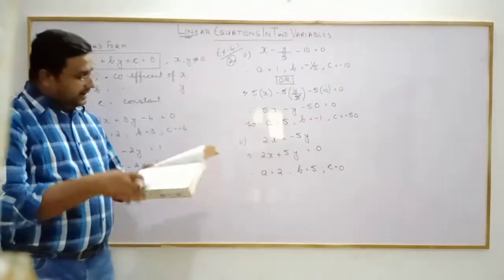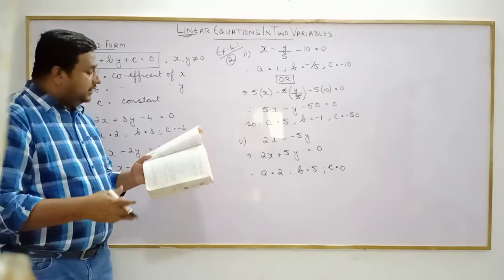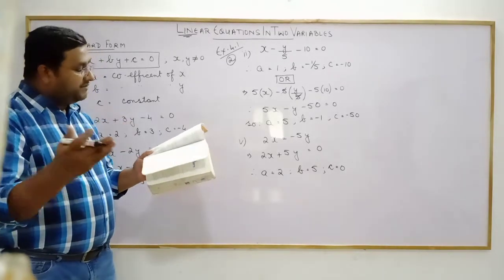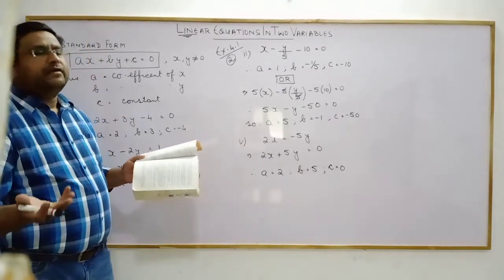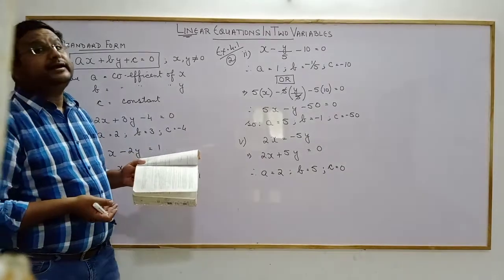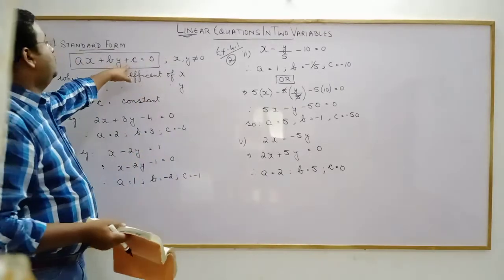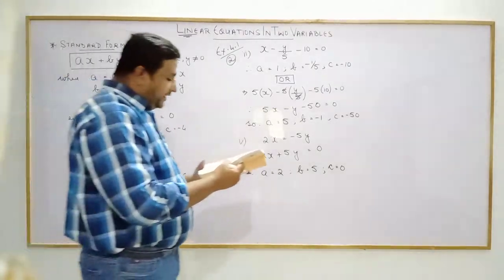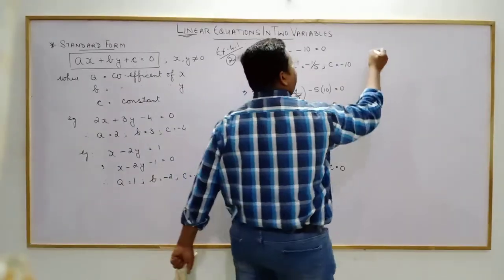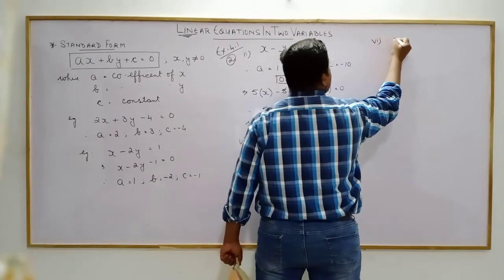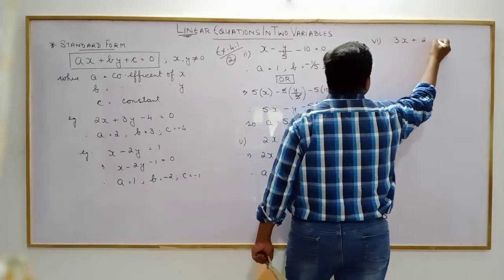Clear? Correct? I hope you can do the fourth part. Then sixth, 7th, 8th, all are the same. One of the variables is missing. It is a linear equation in one variable, but we have to write it in two variables. So see how we do it. For example, the sixth part, 3x plus 2 equals to 0.